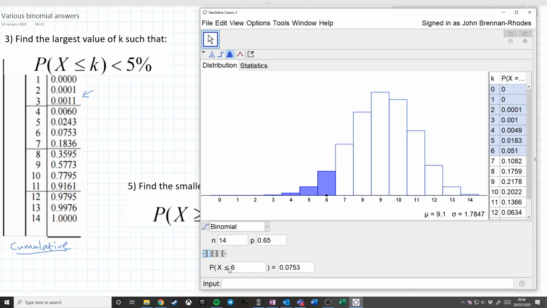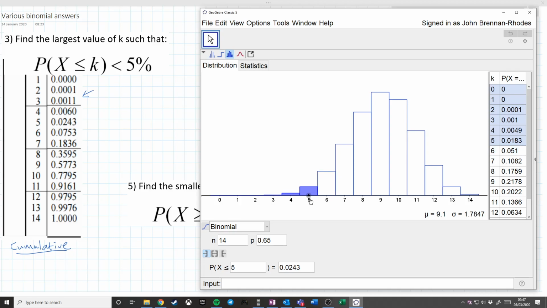Well, the probability of less than or equal to 6 is equal to 0.0753. That's more than 5%. Probability of less than or equal to 7 is much bigger than 5%. Probability of less than or equal to 5 is about 2.4%. That is less than 5%. The sum of these on the right-hand side is more than 5%. So 6 is too big.